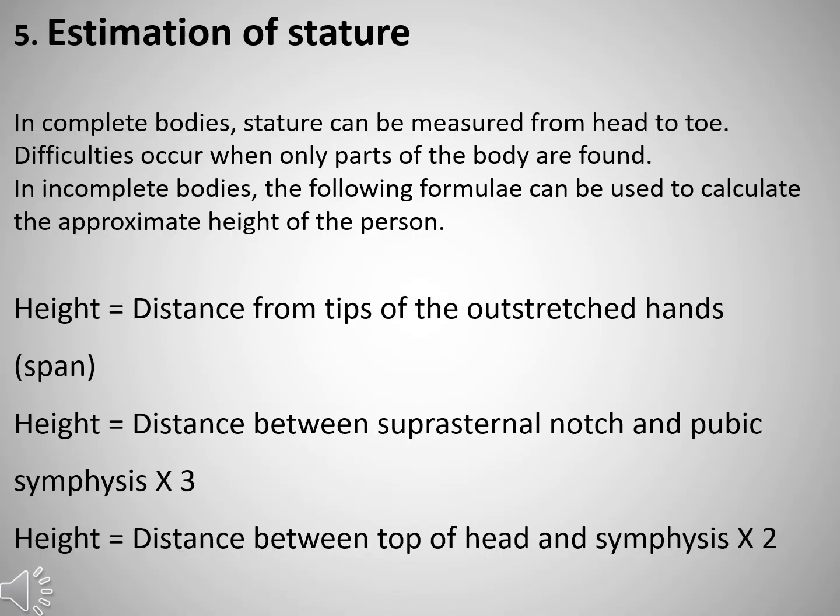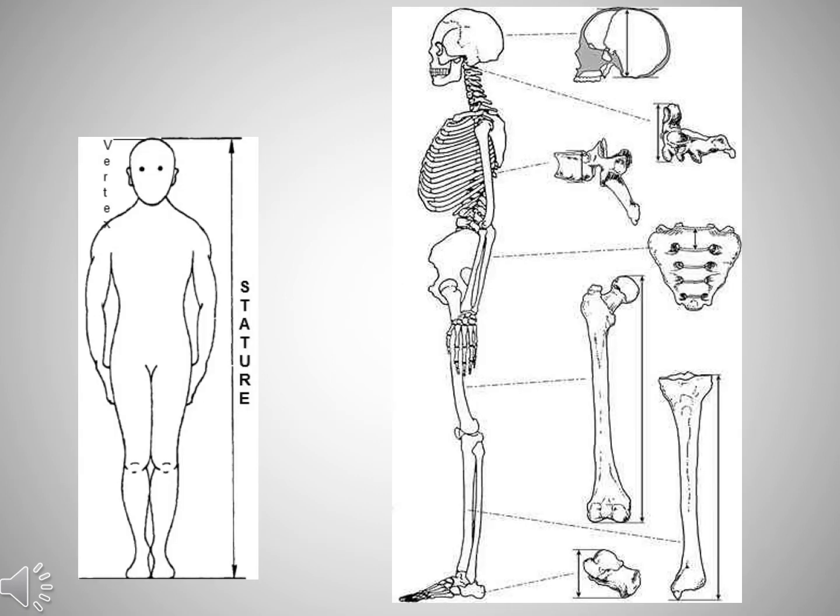Estimation of the stature. In complete bodies, stature can be measured from head to toe. Difficulties occur when only parts of the body are found. In incomplete bodies, the following formula can be used to calculate the approximate height of a person. We can see there are three formulations to estimate the stature in incomplete bodies. This diagram shows how the stature can be determined with remaining bones.